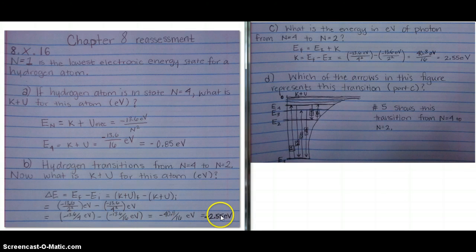So the change in energy when you transition a hydrogen from energy state 4 to energy state 2 is negative 2.55 electron volts.